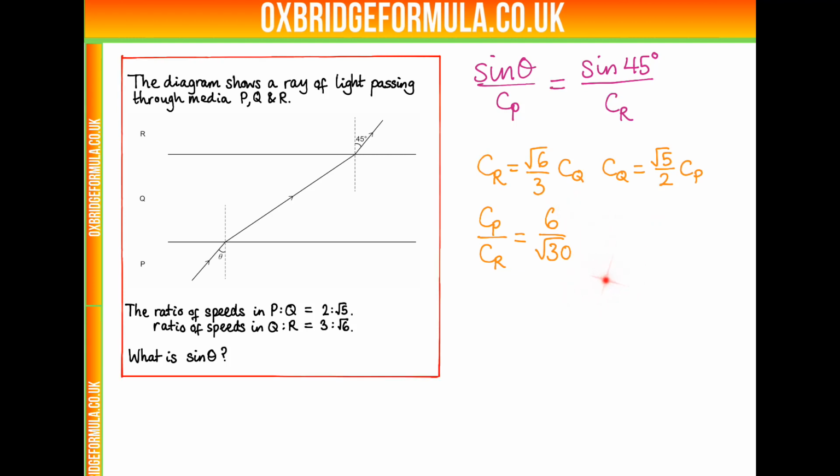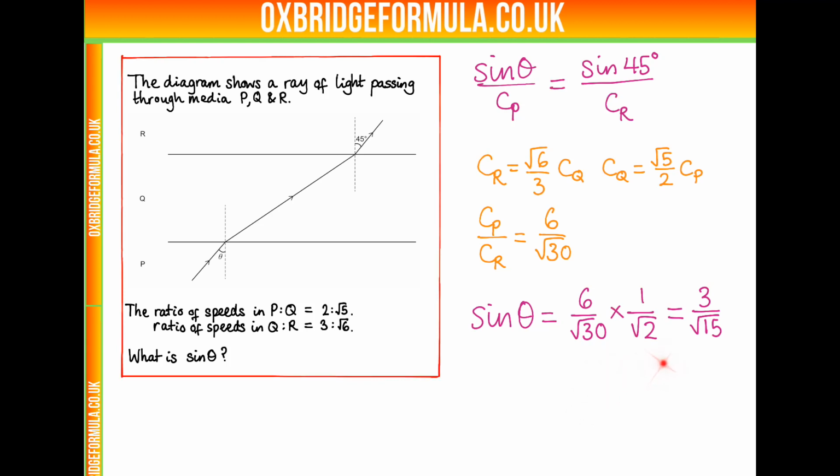So we have CP over CR, and then how can we relate this to sine theta? Well, sine theta will be CP over CR times sine 45, which is 1 over root 2. So this is just 6 over square root 60, which is 3 over root 15. Taking a factor of root 2 and root 2 out of root 30, we get 3 over root 15.